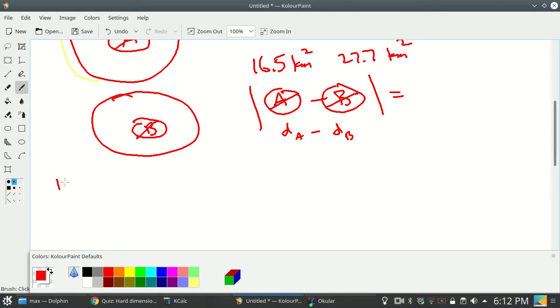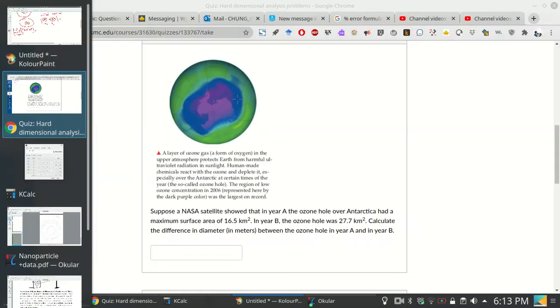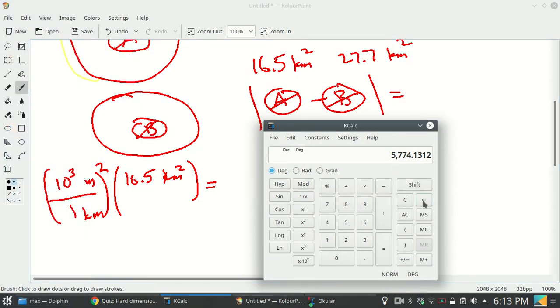So I know that there are 10 to the 3 meters in 1 kilometer. And I've got 16.5 kilometers squared. So I have to square this whole thing. So that's going to be 16.5 times 1 times 10 to the power of 3 squared.